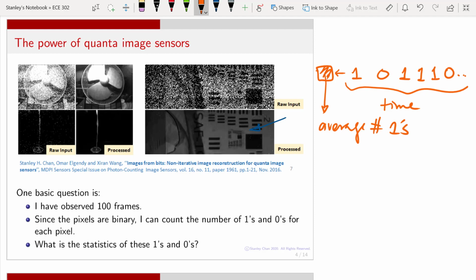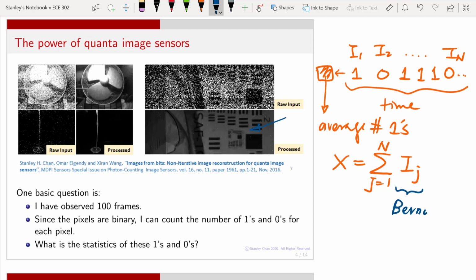Then what you need to do is to sum all the bits. Sometimes you get 1, sometimes you get 0. You sum them up, and then you will get another random variable. So let me define this random variable as X. X will be the summation of I_j, j going from 1 to n. Let's call these I_1, I_2, and so on. Now you're summing over all the I_j's. We know that this I_j is a Bernoulli random variable with a certain probability p.